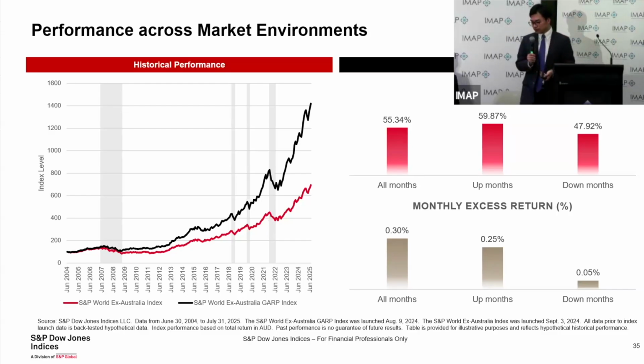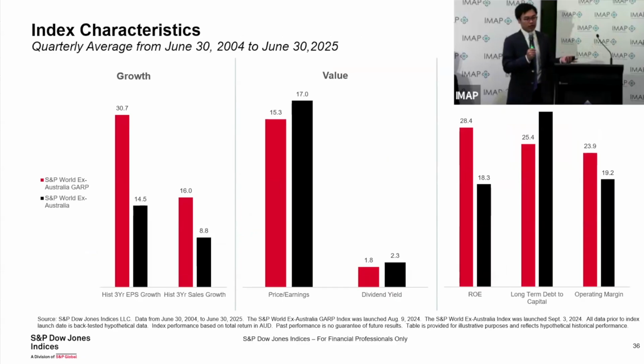It's more defensive. And this is just another look at how the index is delivering its objectives in terms of characteristics. Here is a quarterly average of some of the characteristics, like growth, EPS and SPS growth. The GARP index did much better. It has much higher historical growth characteristics than the underlying benchmark. And if you look at valuations, the PE ratio is slightly lower than the benchmark. And on some of the quality metrics, it has better ROE, ROA, operating margin, and leverage ratios. So overall, the index is designed for, and delivers, growth at a reasonable price.